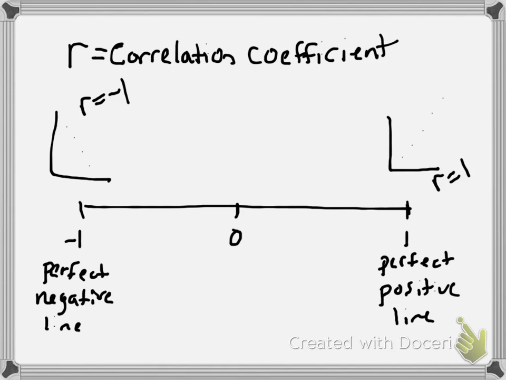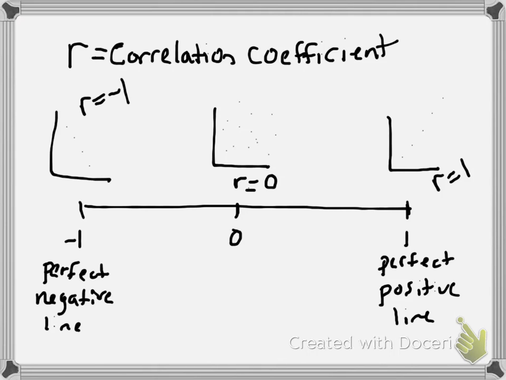Now, you can also have a correlation of 0. A correlation of 0 would be kind of like what we looked at on that previous page, where they just really have no direction to it. It could be positive, it could be negative, it could be vertical, it could be horizontal, and none of them seem to fit any better than anything else. So that would be an R value equal to 0.